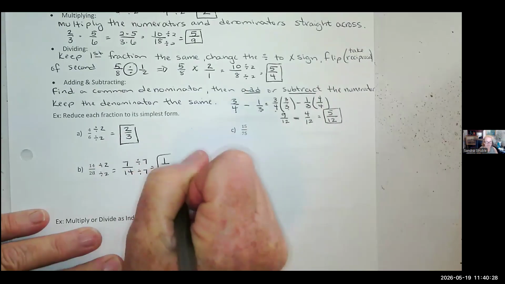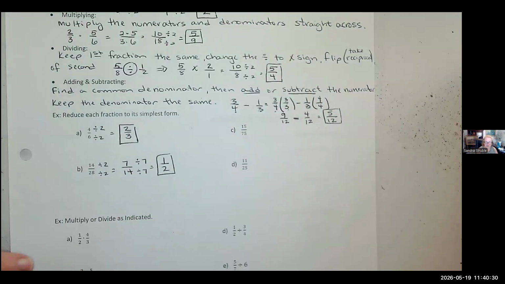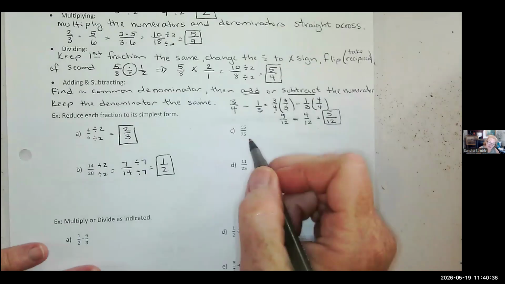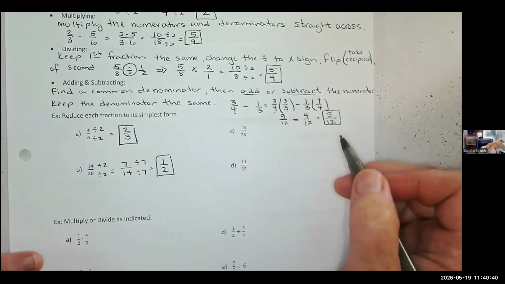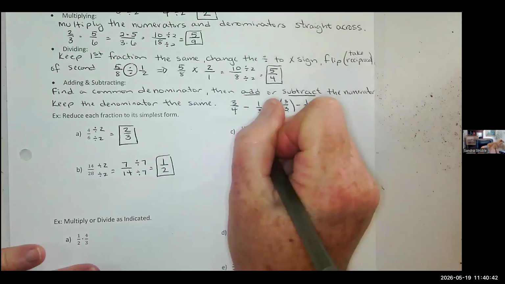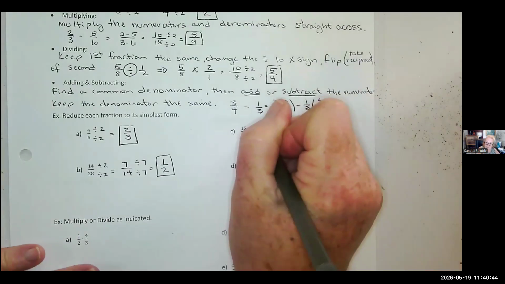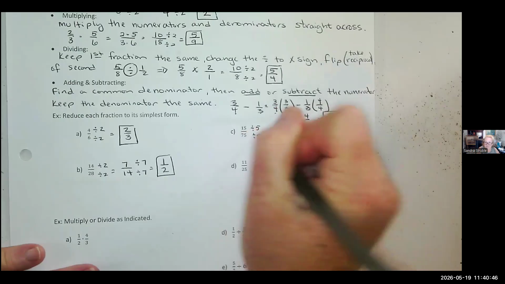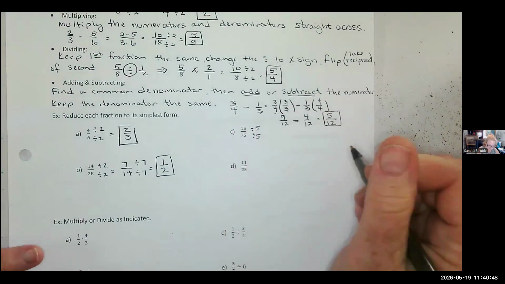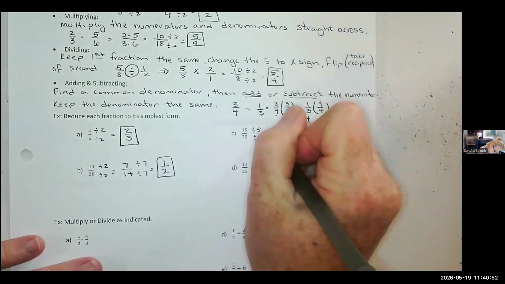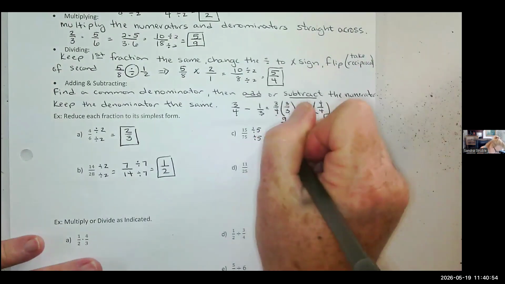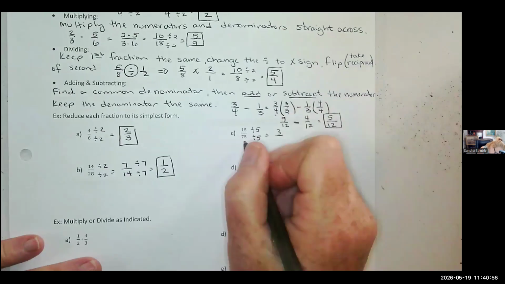How'd you do? Pause the video, do the next one. 15 over 75. Okay, they both end in 5. So I'm going to divide both by 5. If they end in 5 or 0, they're divisible by 5. Period. That's the trick. 15 divided by 5 is 3. 75 divided by 5 is 15.